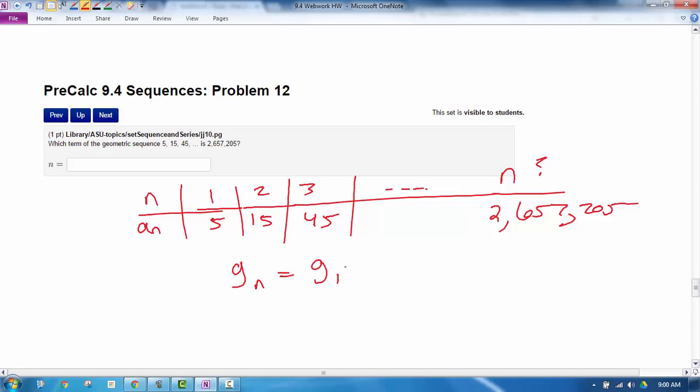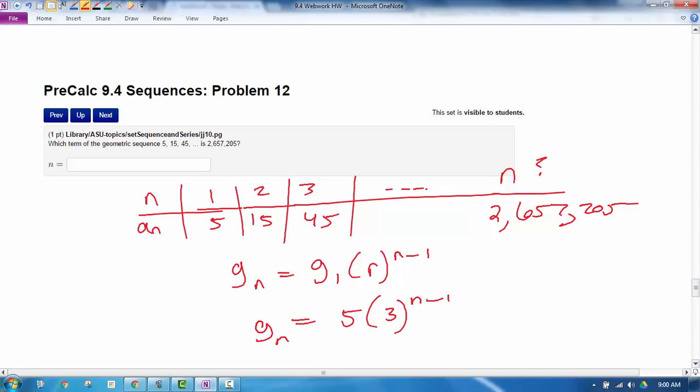and that's important because we can start to write our geometric formula, which I like to use G for. You can use A if you want. But here is the formula that I use off the formula sheet. The first term is 5. The common ratio we're multiplying by is 3. So this will give us all the terms.